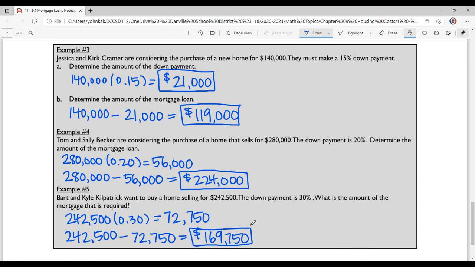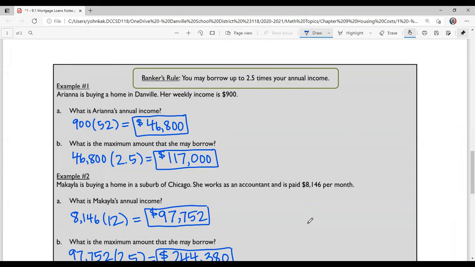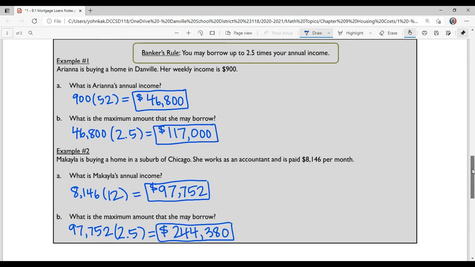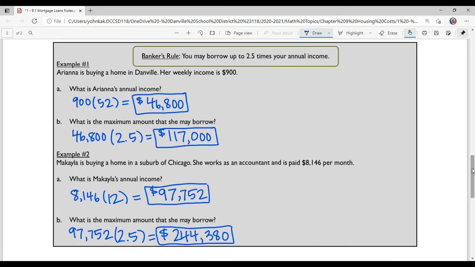All right, so basically there are two ideas in this section. One is what's on this page: when you calculate the down payment and then calculate the mortgage loan. The other idea is taking the amount of your annual income and multiplying it by 2.5 so you can find the total amount that you are allowed to borrow.